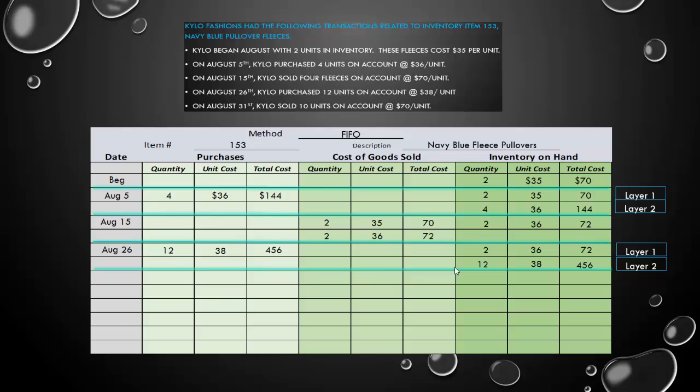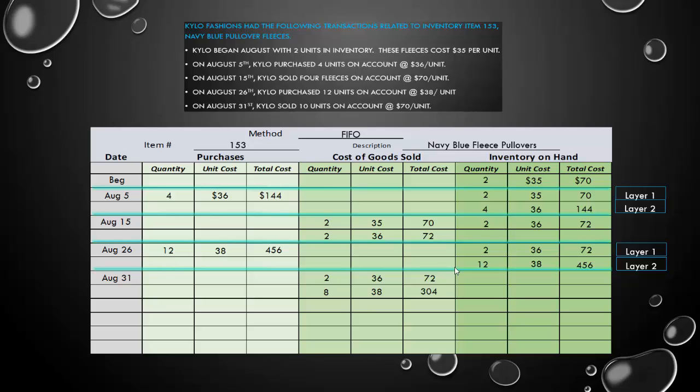On August 31st, we're going to sell 10 of these units. Again, it's FIFO, so we assume that we're selling our oldest units first. Well, what are the oldest units we have right now? Those 2 $36 units with a total cost of $72. We're selling 10 pullovers in total. We accounted for 2 of them already as the $36 units, or took 2 of those units out of layer 1, if you will. We need to get to 10, which means we need to sell 8 of those $38 units, and 8 times 38 means that would have a total cost of $304.